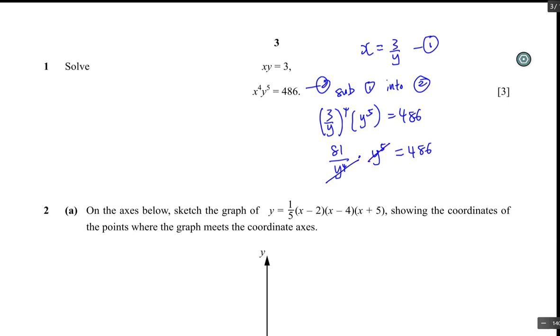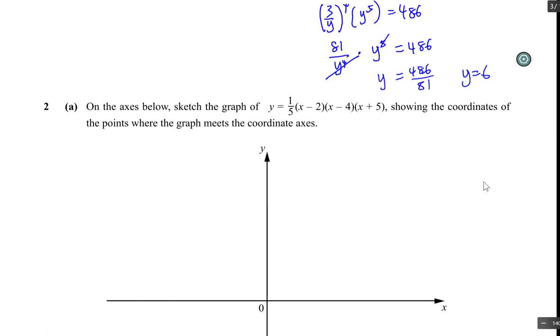Then this one I will simplify. I will left 1y only. Actually I can just cut the 5. I left 1y. And so therefore my y equals 486 divided by 81. Then use the calculator, and you should be able to get the answer easily, which is 6. You can also make y the subject and you should be able to find the same result as well. Alright, next one.